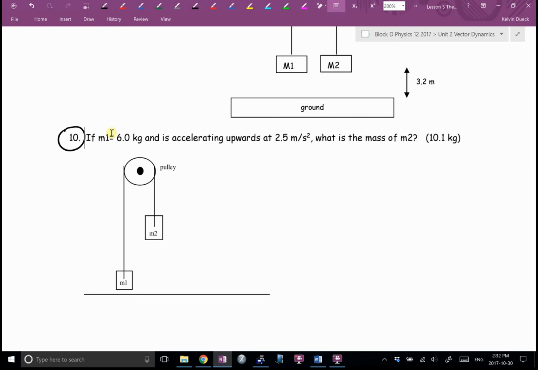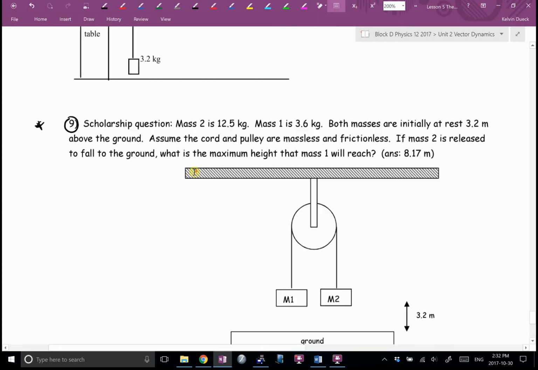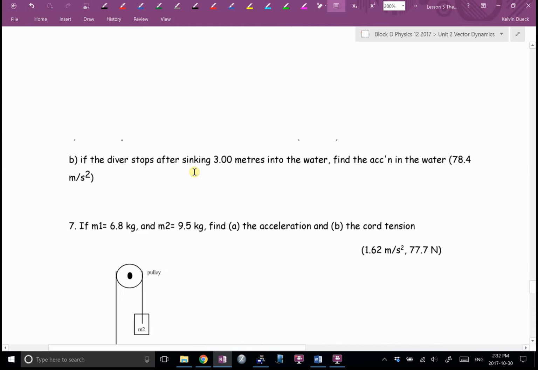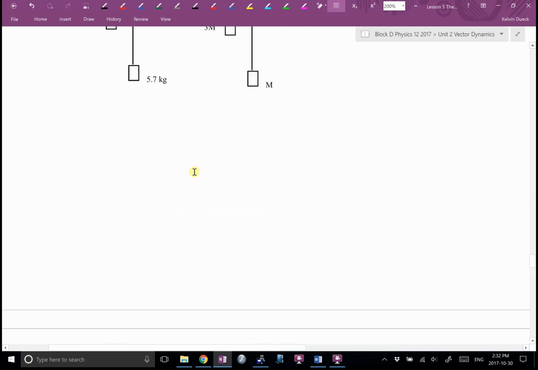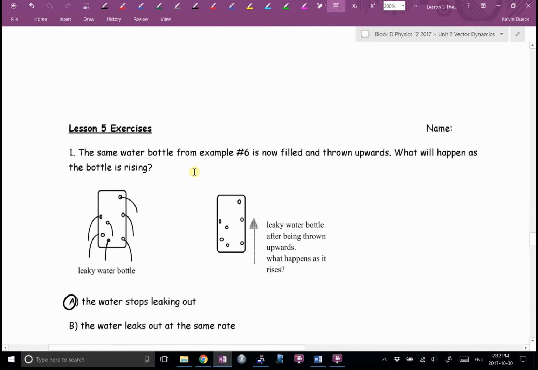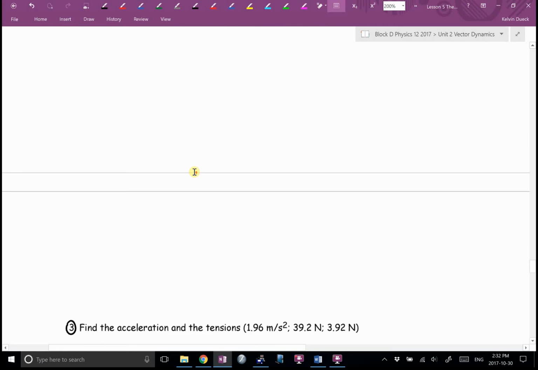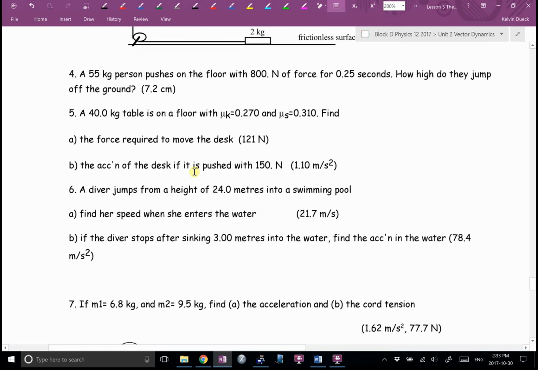Which ones are we not supposed to do? The ones that I circled are the ones you are supposed to do. So 10, 9, 8, 3, 2. We already did number 1. Okay, so I let you skip 4, 5.